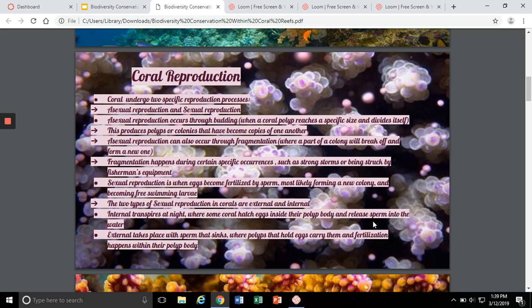So sexual reproduction is when eggs become fertilized by sperm, most likely forming a new colony and becoming free-swimming larvae. There are also two types of sexual reproduction in corals, and those include external and internal. Internal transpires at night, where some coral hatch eggs inside their polyp body and release sperm into the water. As for external, it takes place with sperm that will sink, and then those polyps that hold eggs carry them, and fertilization happens within their polyp body.